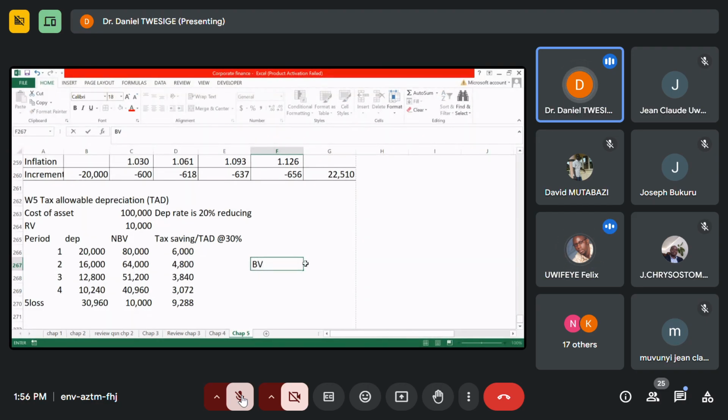The book value of the asset is 40,960. And it has got a residual value of 10. So are we having a gain or loss on this asset?